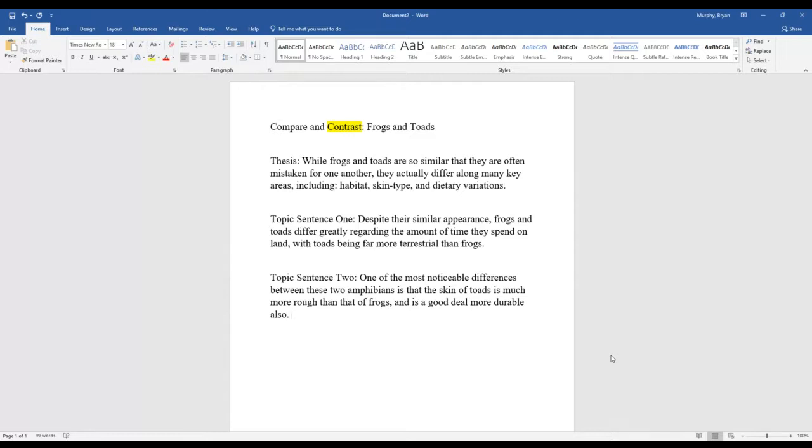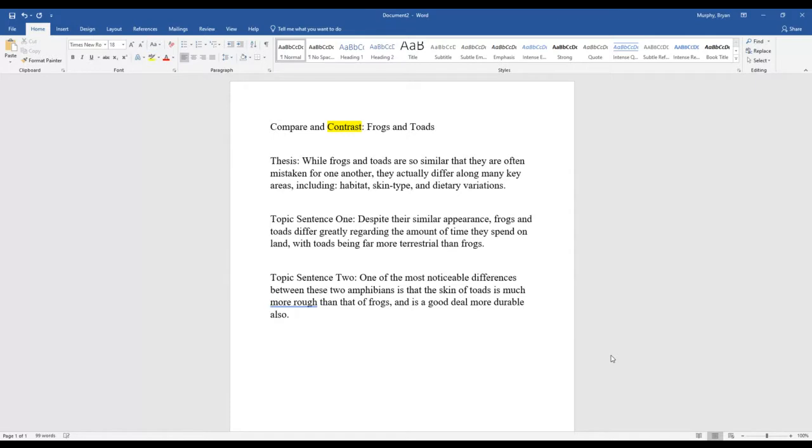One of the most noticeable differences between these two amphibians is that the skin of toads is much more rough than that of frogs, and it is a good deal more durable also. Okay, good. Now that entire paragraph would be about the skin differences in toads and frogs, and what the advantages are, and how you can tell them apart, and et cetera, et cetera.